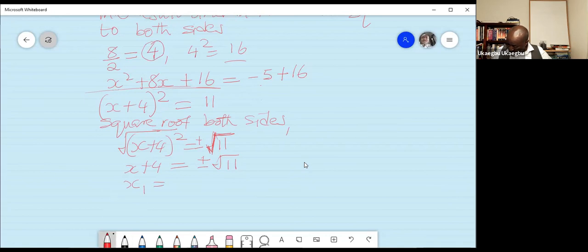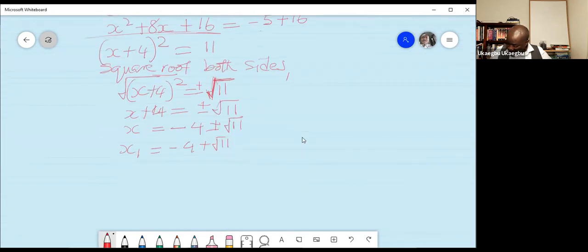Actually, let me not skip this step. So if you move 4 to the right side, x will be equal to negative 4 plus or minus square root of 11. So x1 will give us negative 4 plus square root of 11, and then x2 will give us negative 4 minus square root of 11. And that's your solution.